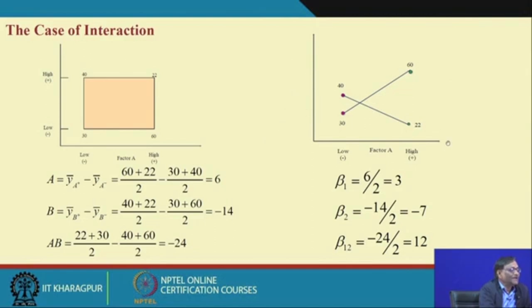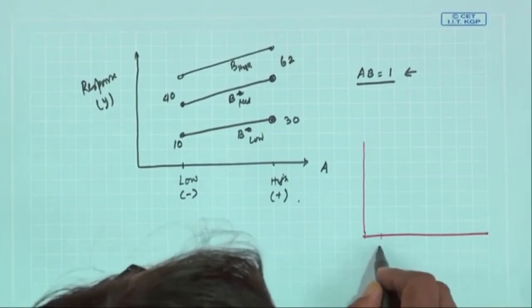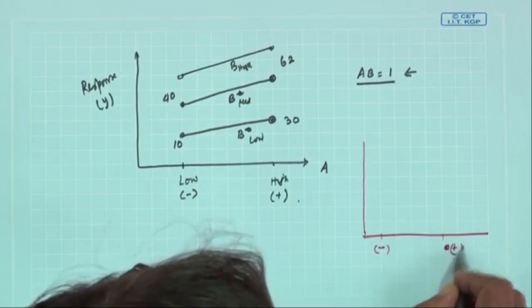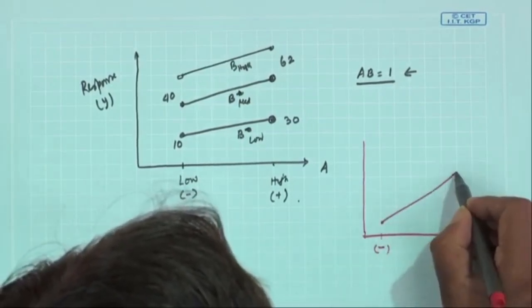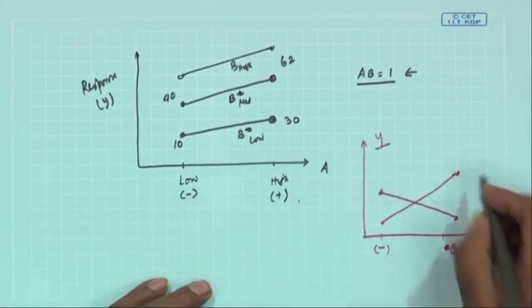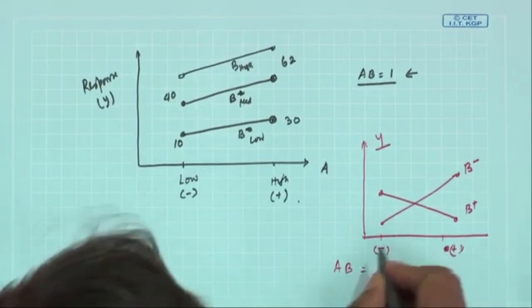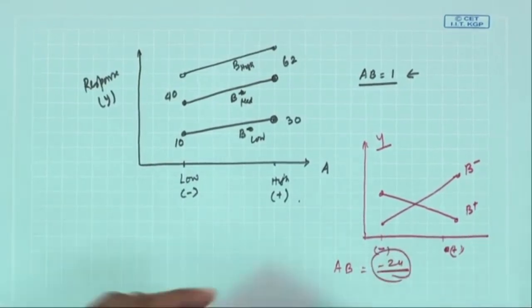Now, on this side A and this side response, and then it is with respect to B. So, when B is low, this is 30 and 60, and when B is high, 40 and 22. So, that means here, when there is interaction, what is happening? When there is interaction, suppose you are making A low to high, you will find out something like this. So, the response values, suppose this is B minus and this is B plus, they will interact. And then the AB value will be quite significant. In this case, it is minus 24, so it is a high value.